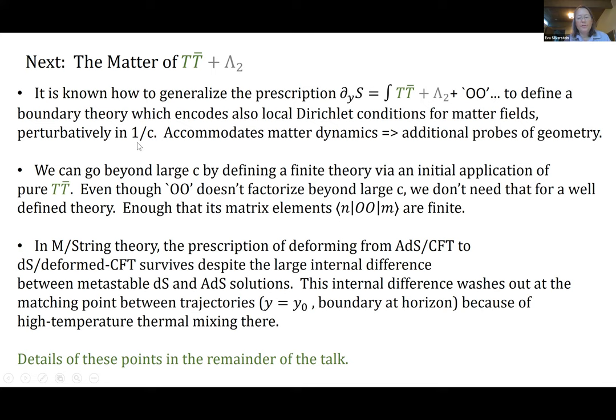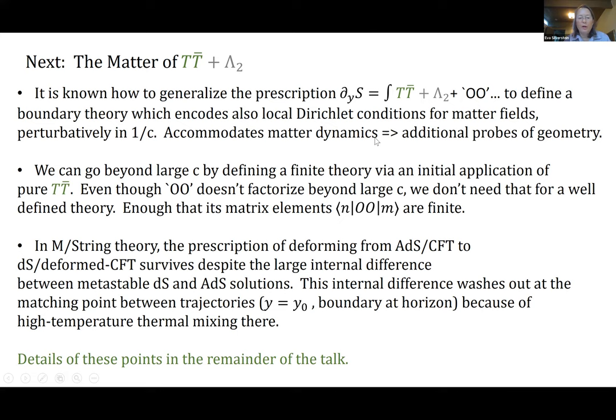So the issue with it is that unlike TT̄ by itself, which has strong factorization properties that make it solvable, as I should have stressed earlier, not just in some large C, sort of holographic approximation, but straight up finite C exactly solvable. Those properties do not apply to general corrections of this form I'm writing here as sort of OO.